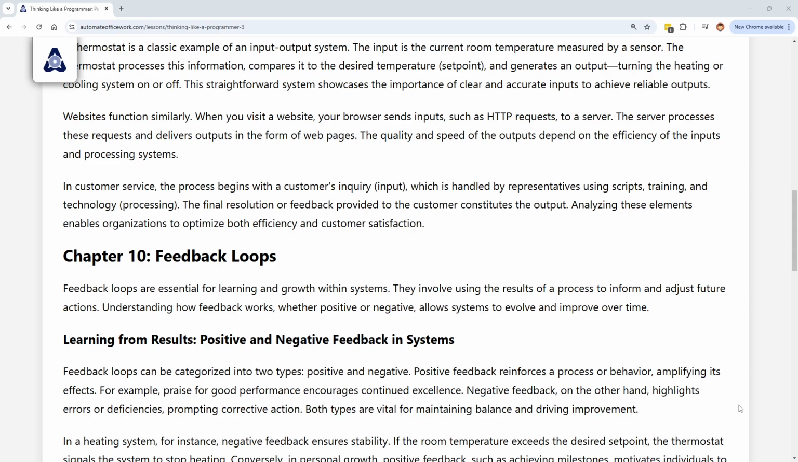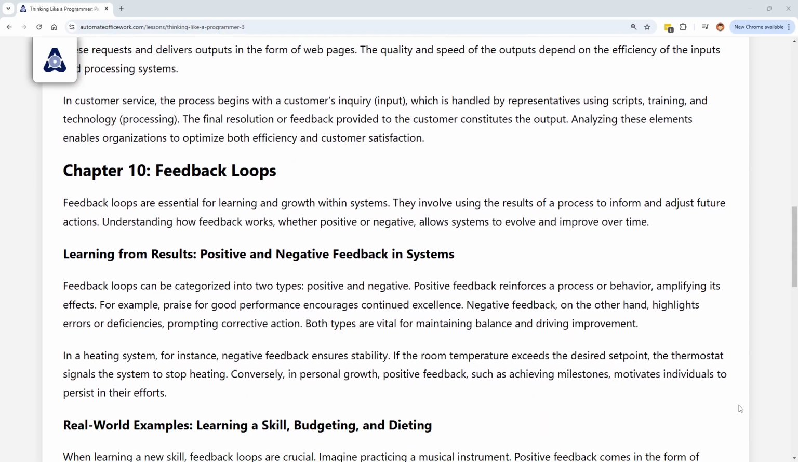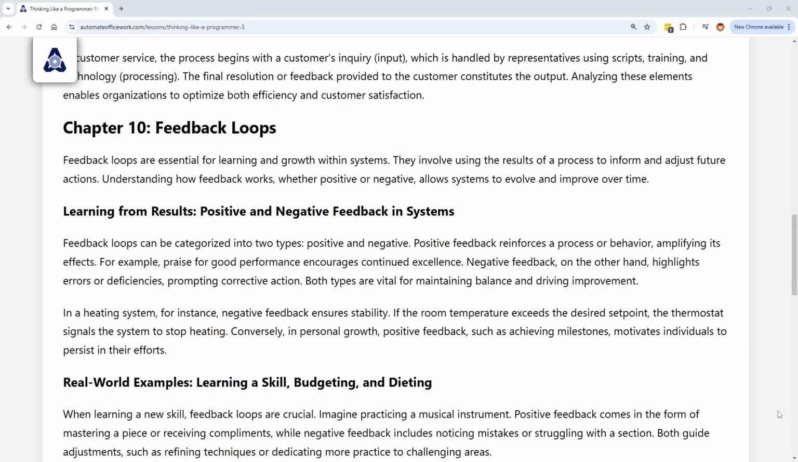Chapter 10, Feedback Loops. Feedback loops are essential for learning and growth within systems. They involve using the results of a process to inform and adjust future actions. Understanding how feedback works, whether positive or negative, allows systems to evolve and improve over time. Learning from results, positive and negative feedback in systems.